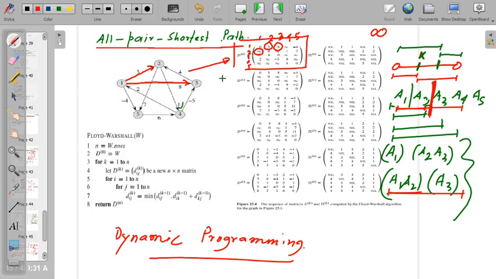Like this way, we have to fill up the initial matrix that we denote by D0, the initial matrix. So this initial matrix we are initializing with the path costs that we have.